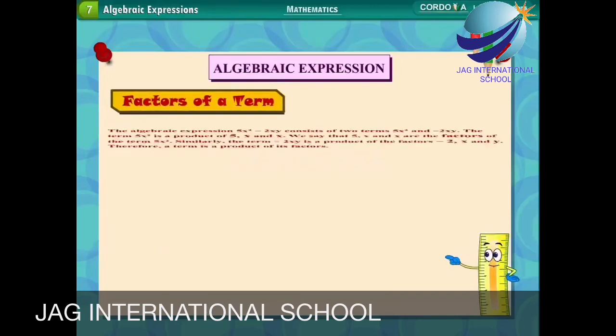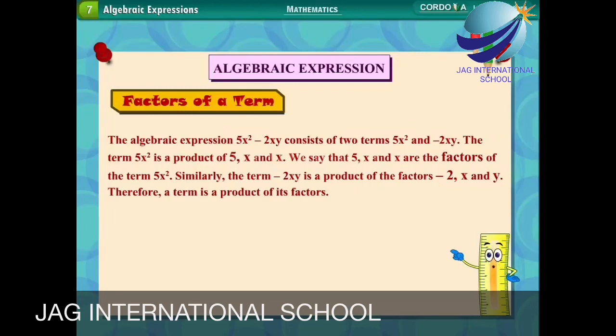Factors of a term. The algebraic expression 5x squared minus 2xy consists of two terms, 5x squared and minus 2xy. The term 5x squared is a product of 5x and x. We say that 5x and x are the factors of the term 5x squared. Similarly, the term minus 2xy is a product of the factors minus 2x and y. Therefore, a term is a product of its factors.